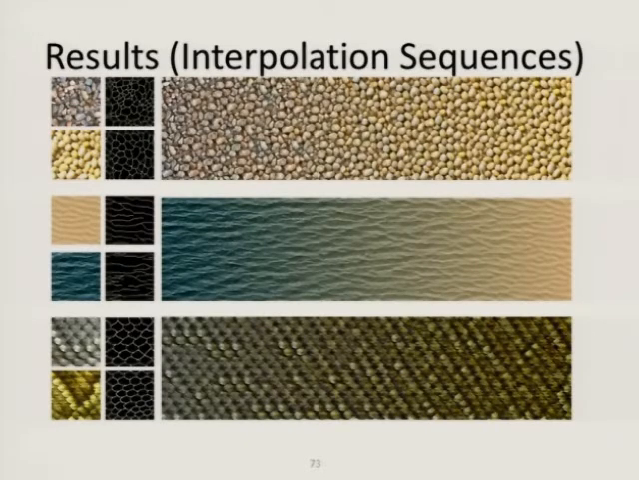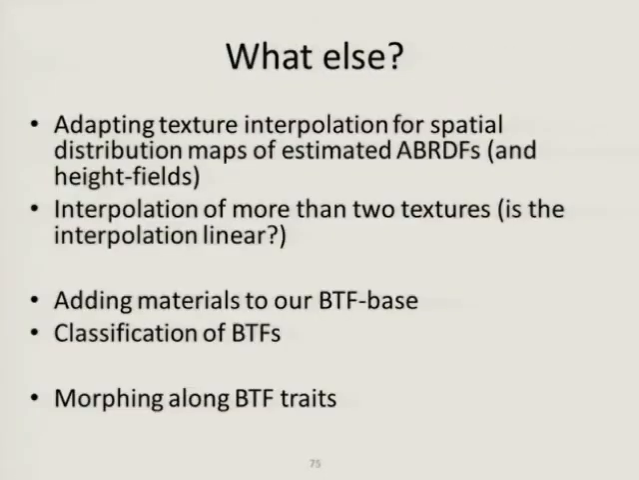Having this at hand, we plan, of course, to do navigation in this BTF space, but so far we are not there, and we are waiting for that. Okay, we want to adapt the texture interpolation for spatial distribution height maps of estimated BRDFs, and then interpolate more than 2 textures if it's possible, adding materials to our BTFs, and of course morph along certain grades. Okay, that's what I wanted to present to you. Okay, thank you.